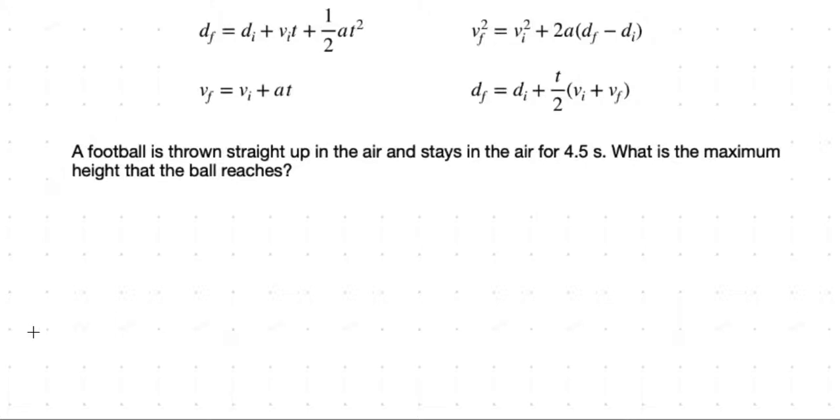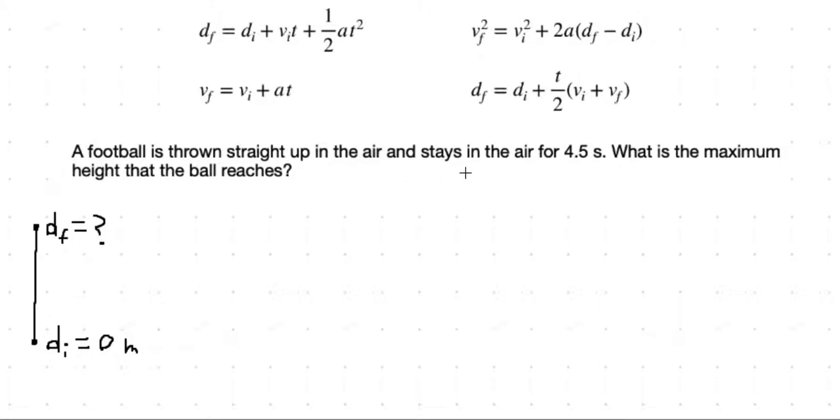Initially it's being thrown from the ground, so we could say that our di is going to be 0. And then it's going to be thrown up in the air, and it's going to reach some maximum height. That maximum height is what we want to actually determine, so we want to find the maximum height, which we can call df. So that's the final position.